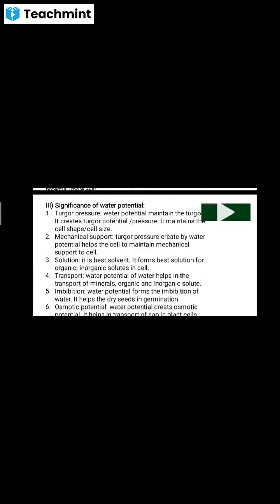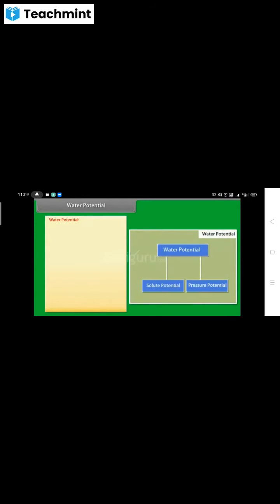For a better understanding of the concept of water potential, you have seen this video. This water potential is the relation between plants and water. In water potential there are two very important components, that is solute potential as well as pressure potential. Here the water molecules create the kinetic energy which is called the water potential.